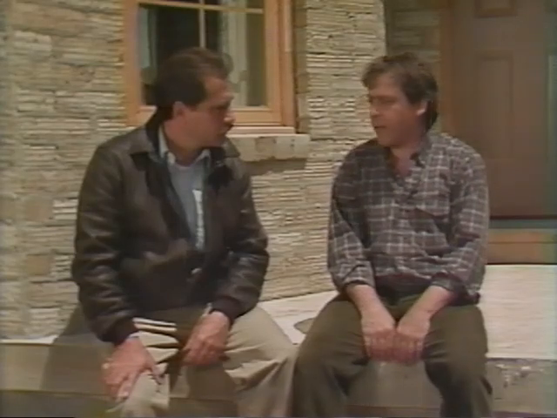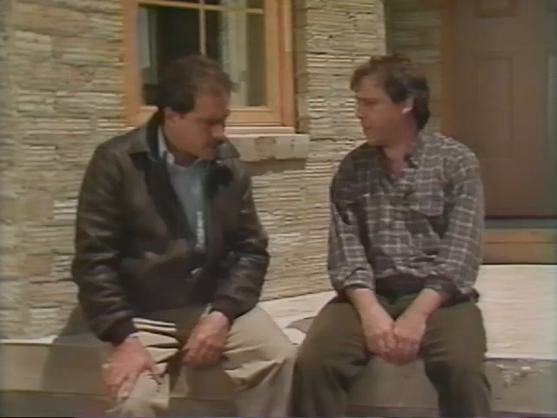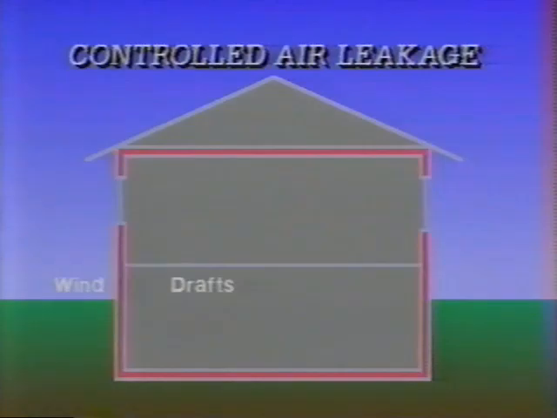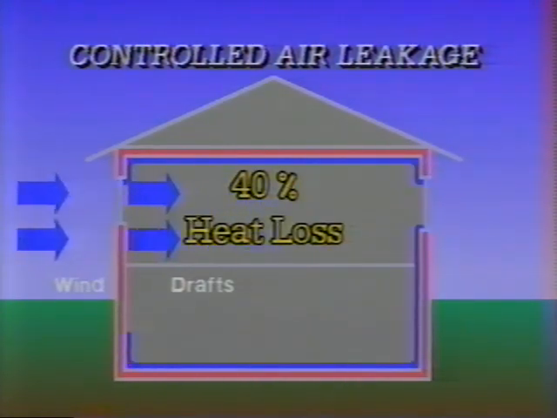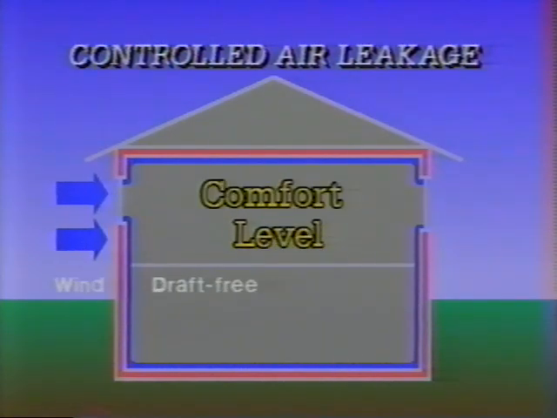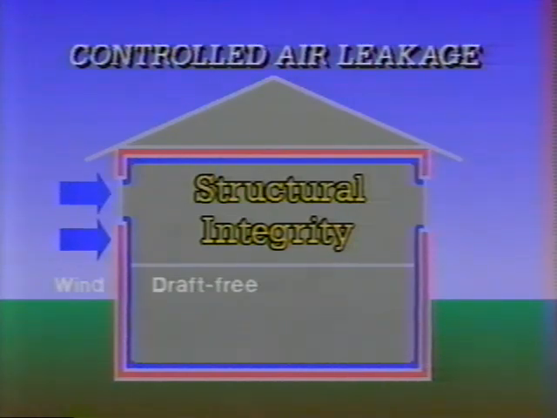Okay, Oliver, now that we've got a better appreciation for reducing heat losses in a house, what's in store for today? Well, we're going to continue to look at heat loss. It's a very important issue, but the way in which we're going to view it is from the point of view of controlled air leakage. Controlling air leakage is very important in a building, obviously from the point of view of energy consumption. It's very important for the comfort levels of the occupants of the house, and it's very important for the structural integrity of the building.